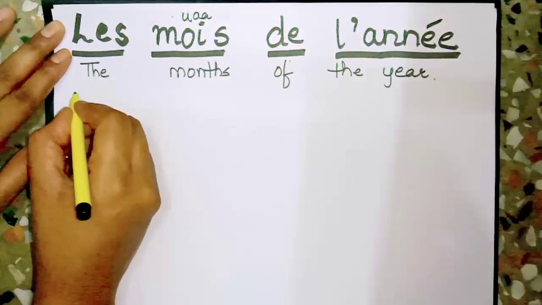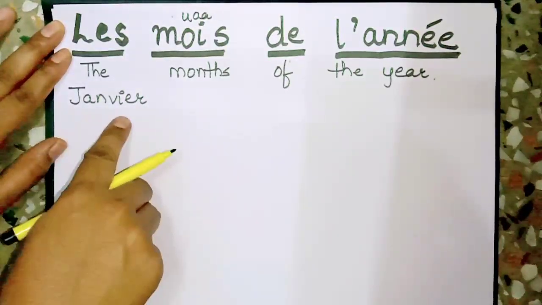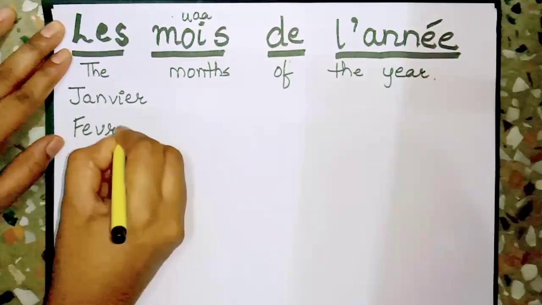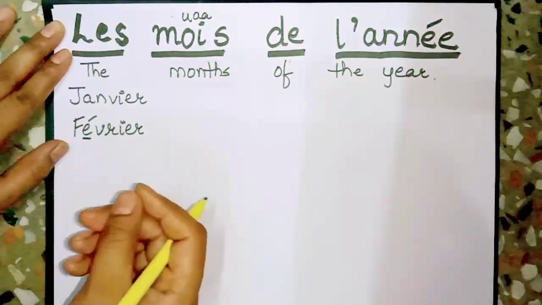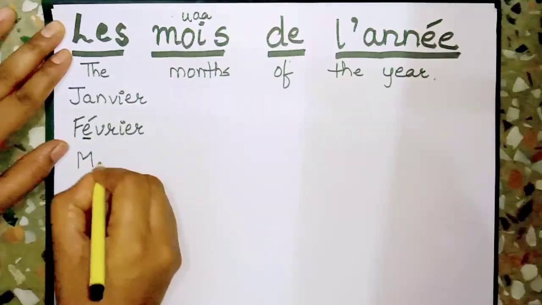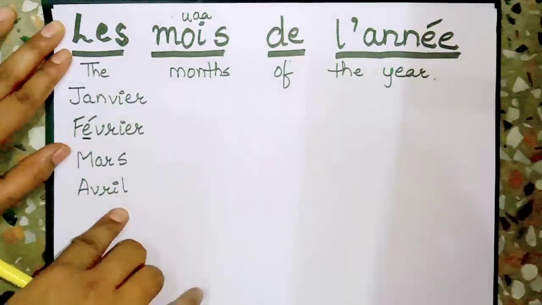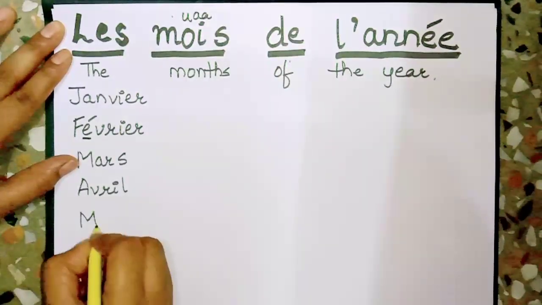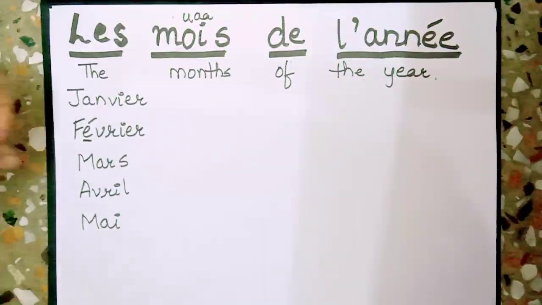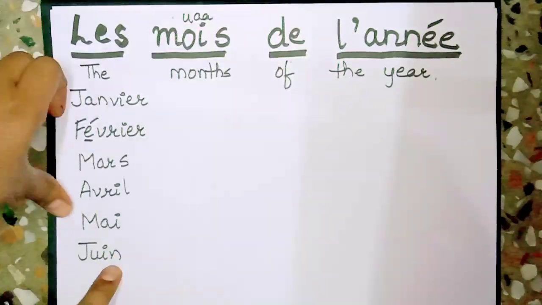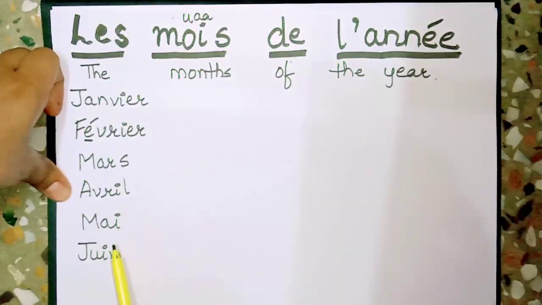How to write January in French? Janvier. Say it. Janvier. Février. Février. Okay, you have accent aigu here, which gives the sound of A, right? So, février. Mars, Mars. Avril, Avril. Mai, Mai. Juin, Juin means June. So Janvier, Février, Mars, Avril, Mai, Juin.